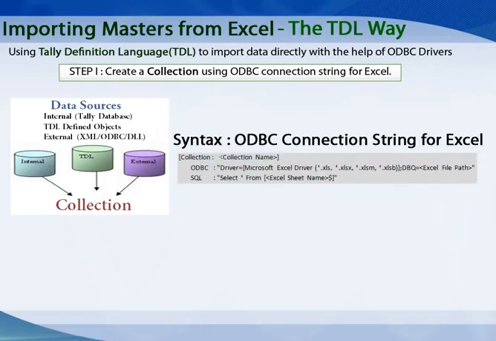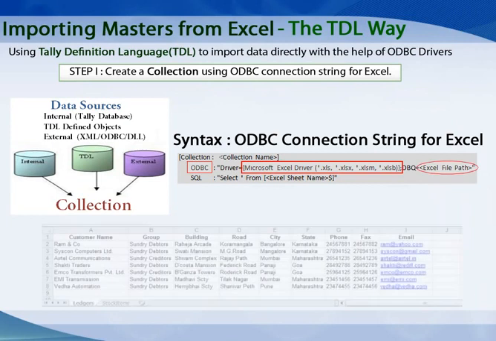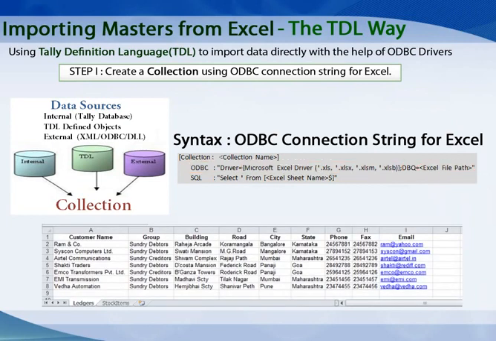The collection attribute ODBC is used to specify the relevant ODBC drivers along with the data path of the Excel file to be read. The attribute SQL is used to specify the SQL query to select the objects from the specified table. Excel sheet name would be replaced with the actual sheet name containing the ledger data. In place of the asterisk sign, one can also specify the list of column headers separated by comma.